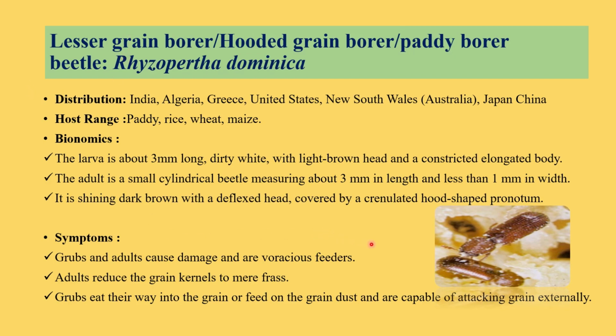And the identification of the pest: the eggs are laid on the surface, singly or in clusters, and the grub is white with a brown head, free living up to the third instar stage. Pupation starts from the third instar stage. In the adult stage, it is a brown to blackish colored beetle, and the head is deflexed downwards. Here you can see that the head is deflexed below the prothorax to such an extent. This is about the lesser grain borer.